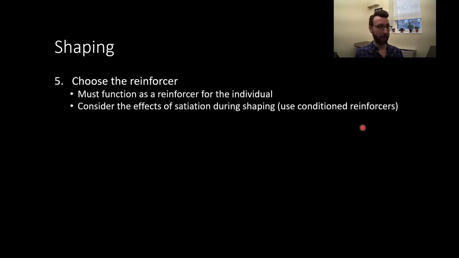Something like using a token economy, where the more tokens the child has, the more rewards they can purchase later, works well because the child is never going to get sated on acquiring tokens they can exchange for a reinforcer. So one, we have to make sure the reinforcer that we're using is actually reinforcing to the individual. And two, we have to make sure that's not something they're going to get sated on quickly.